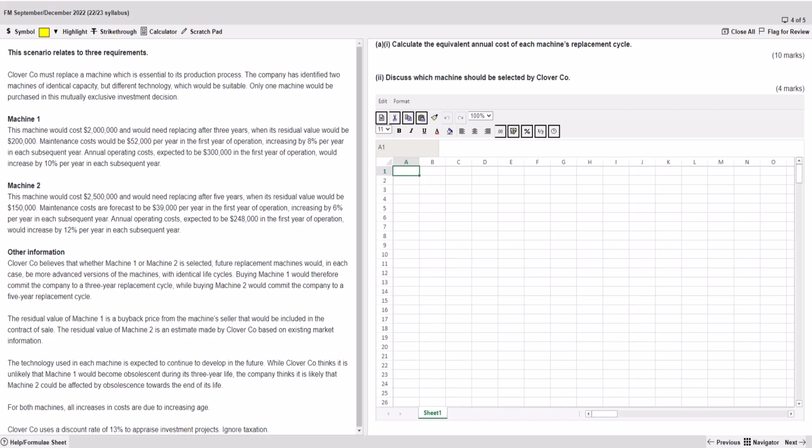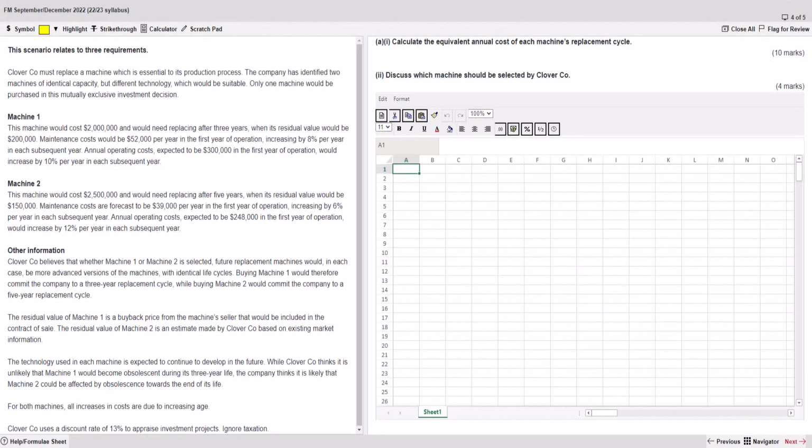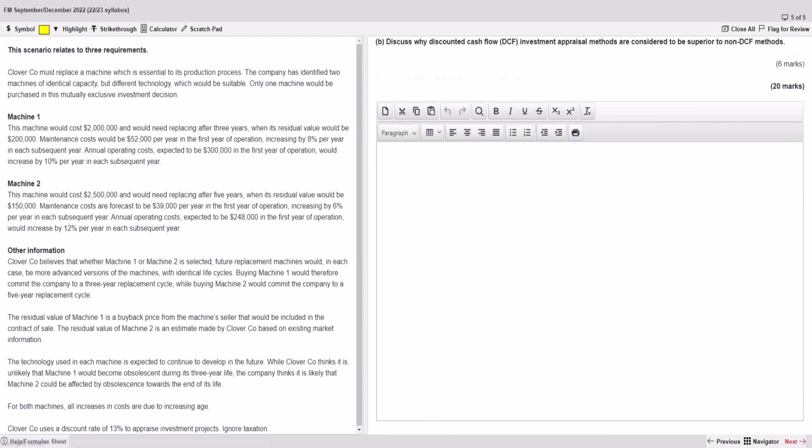This question is called Clover Company, and it's from the investment appraisal area of the syllabus, Syllabus D. It's focusing primarily on specific investment decisions, namely asset replacement decisions, and then in Part B, the superiority of the discounted cash flow method over non-discounted cash flow methods. It's split into 3 requirements: a calculation of equivalent annual cost in Part A, and then a discussion based on the decision needed, and then Part B, the discounted cash flows.